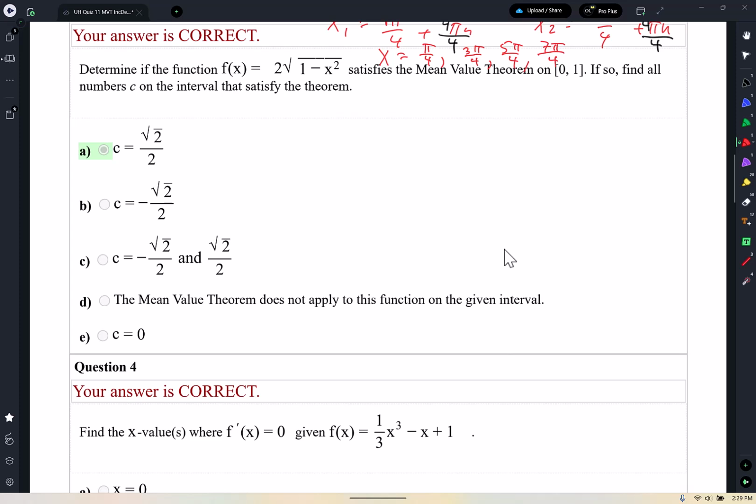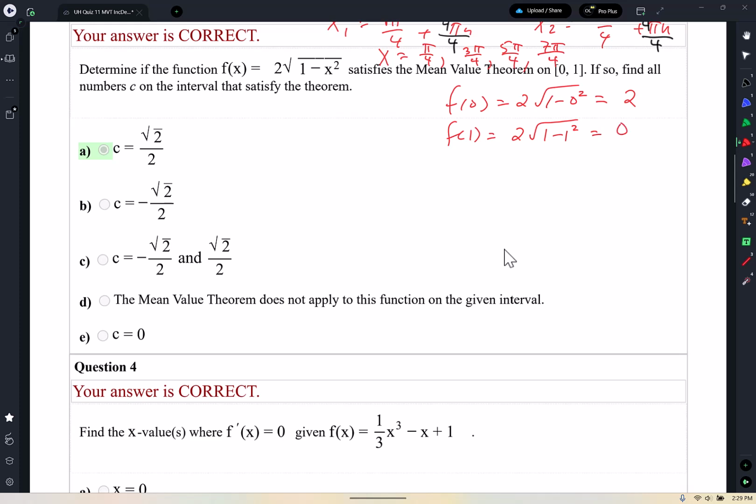Okay, here we go. Let's find the average rate of change. f of 0. All right, guys, focus. 2 square root of 1 minus 0 squared. Well, square root of 1 is 1. 1 times 2 is 2. f of 0 is 2. f of 1: 2 square root of 1 minus 1 squared. 1 squared is still 1. 1 minus 1 is 0. 0 times 2 is 0.